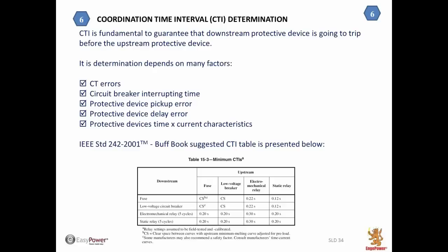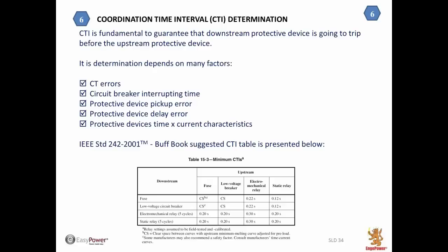So it's very important, the interrupting time. Protective device pickup error is the error of the device, and the delay error is also the delay. And we have also for low voltage breakers, which is a little bit different from the relays, because the time you see on the TCC for a low voltage breaker is the total time to trip.